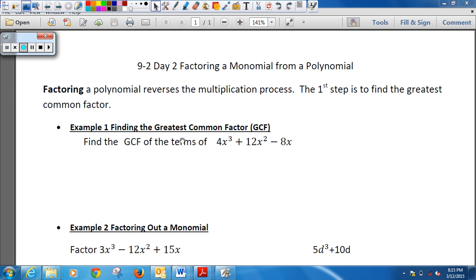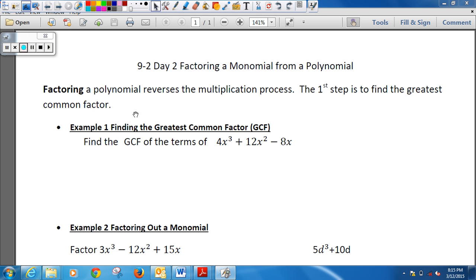9-2, day 2, is going to be factoring a monomial. So factoring a polynomial reverses the multiplication process. Day 1 was we are multiplying it, and now we're going to be doing the opposite, which is called factoring it. The first step is to find the greatest common factor.